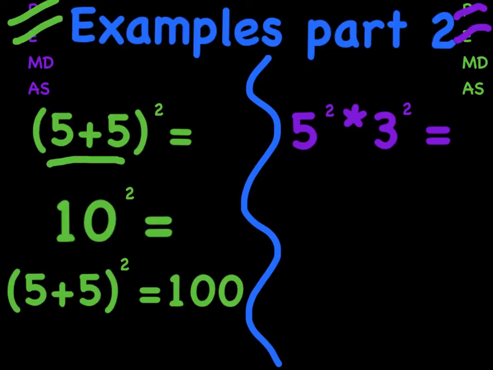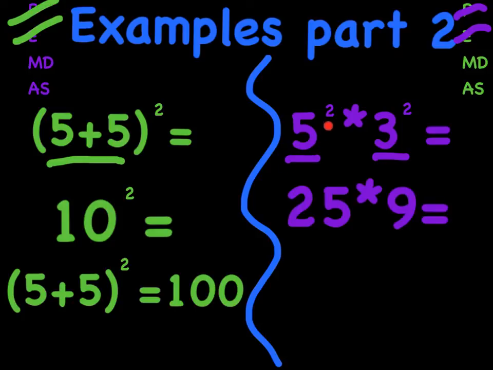Each of these numbers has an exponent, so I am going to evaluate 5 squared separately from 3 squared. When I do this, my problem will look like this. 5 squared is 25, and 3 squared is 9, so my new problem reads 25 times 9 equals.